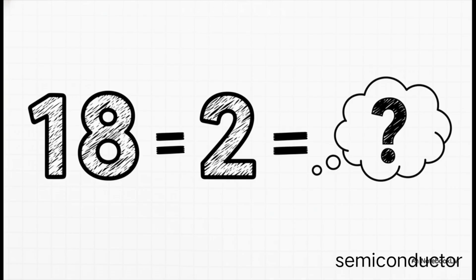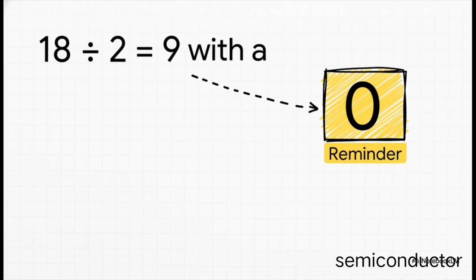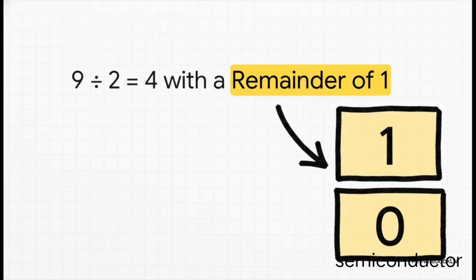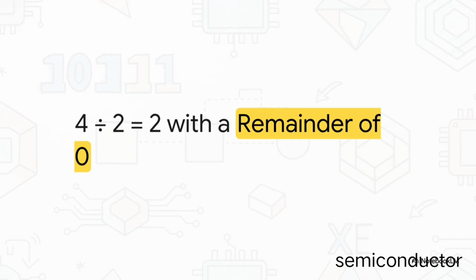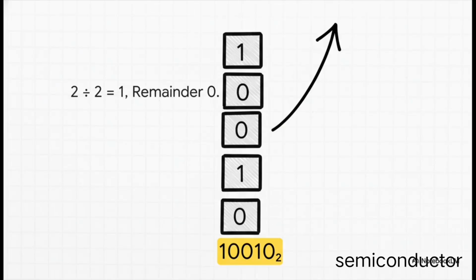All we have to do is keep dividing by 2 and keep an eye on those remainders. Ready? First up, 18 divided by 2. That goes in perfectly 9 times with a remainder of 0. Okay, let's hang on to that 0. Next, we take our result, 9, and divide that by 2. That gives us 4, with the remainder of 1. Now we take the 4. 4 divided by 2 is 2, with a remainder of 0. We're getting close. And for the last step, 2 divided by 2 is 1, with a remainder of 0.